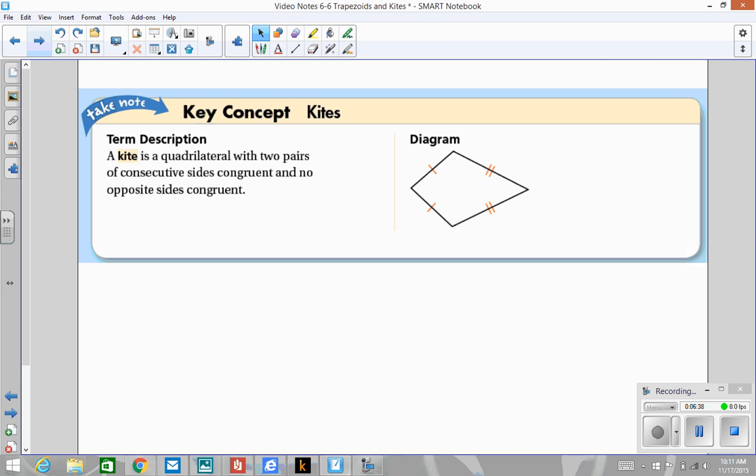Alright, so a kite. A kite is a quadrilateral with 2 pairs of consecutive sides congruent and no opposite sides congruent. That's kind of the tricky part for this one. So 2 pairs of sides congruent, opposite sides not congruent.